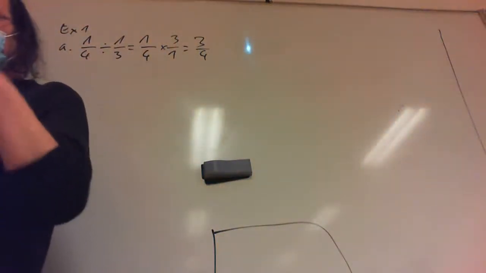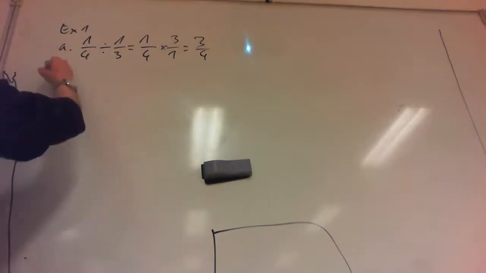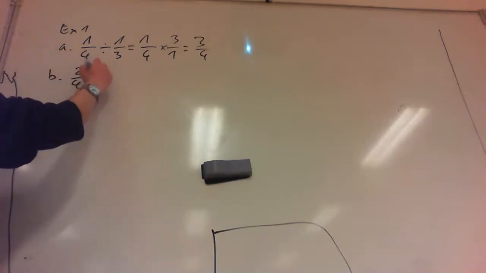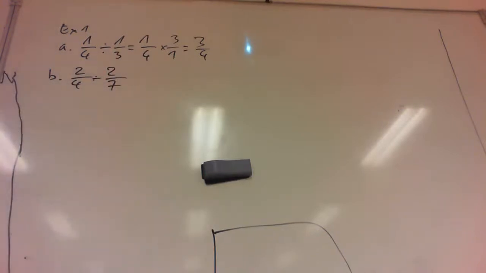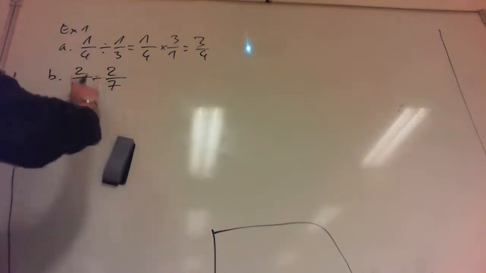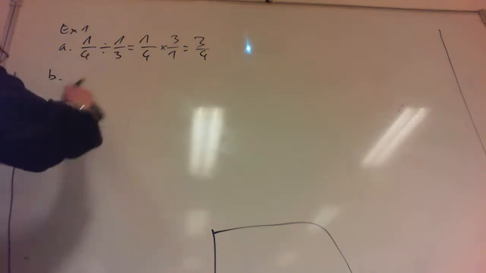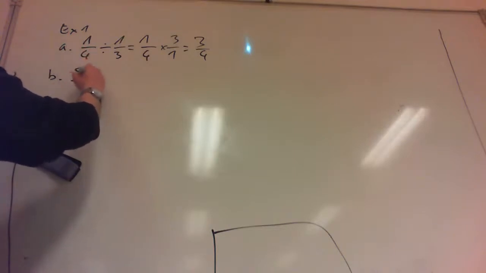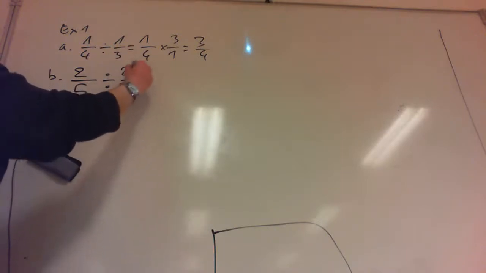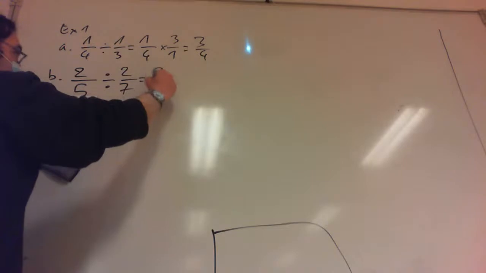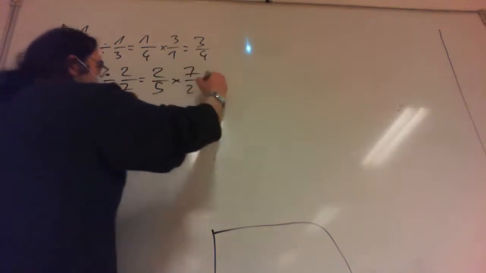Okay. The next one. 2/4 divided by 2/7 is equal to 2/5. 2/4 divided by 2/7, you say? Yes. Does it? Really? No. 2/4. So you said 2/4. Because it sounds strange. No, I said 2/5. I said 2/4. Oh, sorry. Okay. Divided by 2/7 is equal to 2/5 times 7/2 is equal to 7/5.